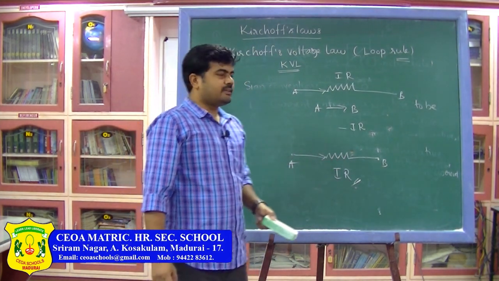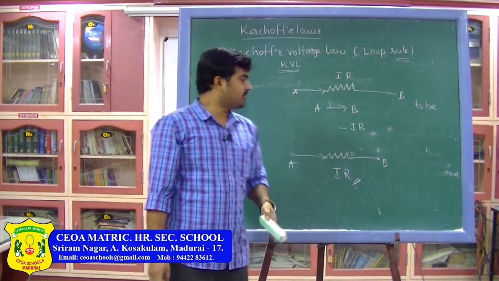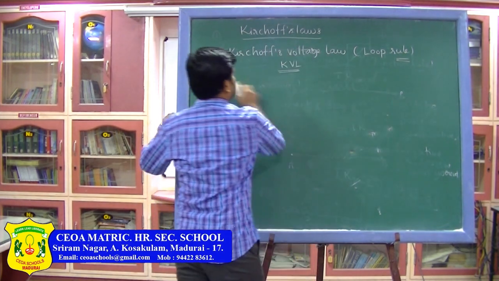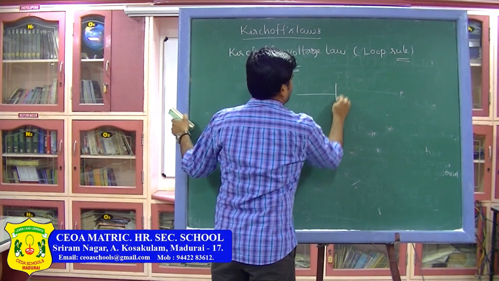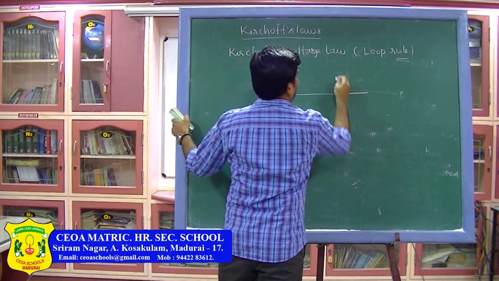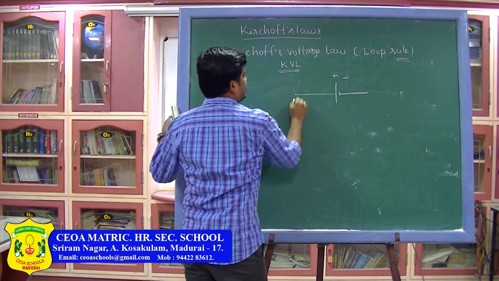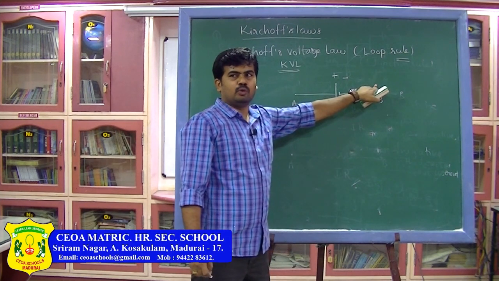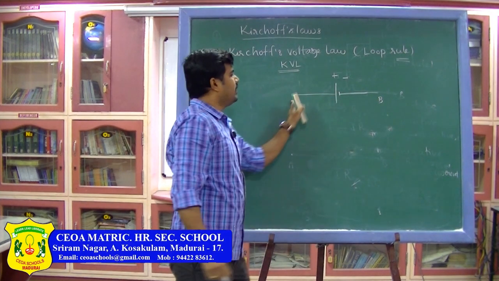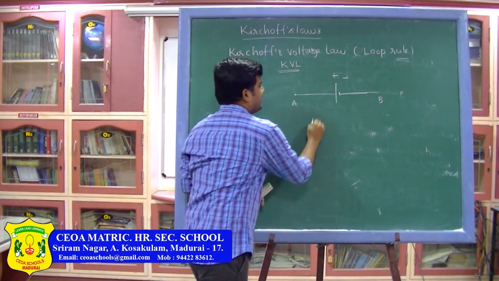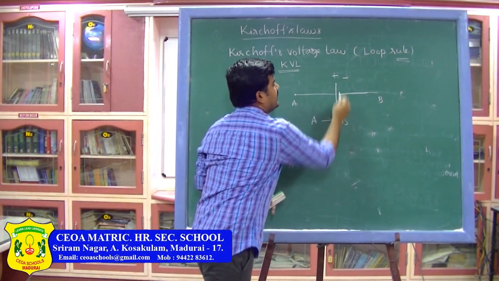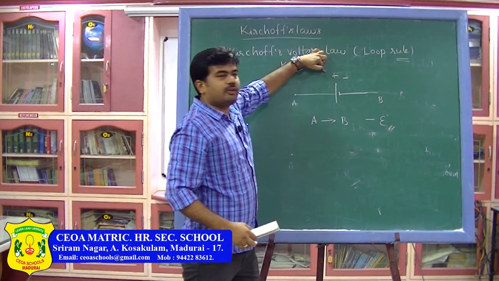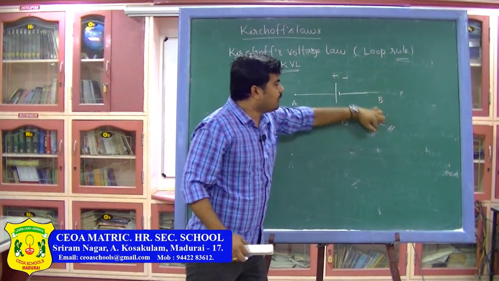Now, let us see the sign convention for taking the EMF of a cell. Let us say this is a cell of EMF E, with plus and minus terminals. Now, say we selected the loop such that we are moving from positive to negative, that means A to B. If I select this particular cell moving from A to B, the EMF of the cell is to be taken as minus E, because we move from the positive to the negative terminal. So, from high potential to low potential, we have to take negative EMF.